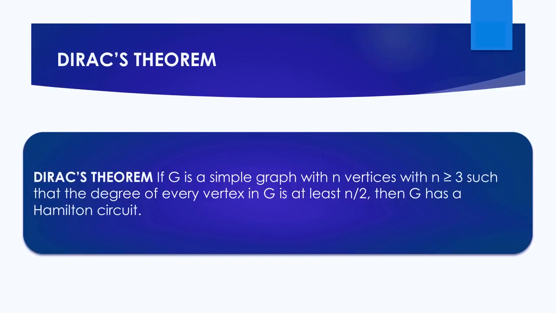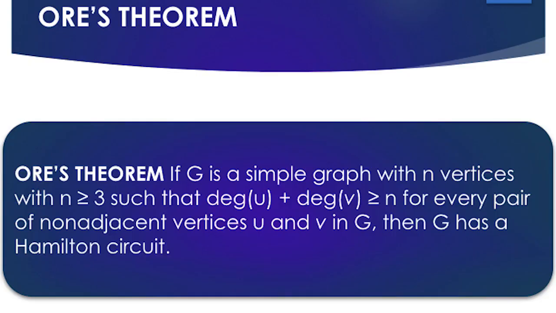Dirac's theorem: if G is a simple graph with n vertices with n greater than or equal to 3, such that the degree of every vertex in G is at least n/2, then G has a Hamilton circuit. The other theorem, Ore's theorem: if G is a simple graph with n vertices with n greater than or equal to 3, such that the degree of u plus the degree of v is greater than or equal to n for every pair of non-adjacent vertices u and v in G, then G has a Hamilton circuit.